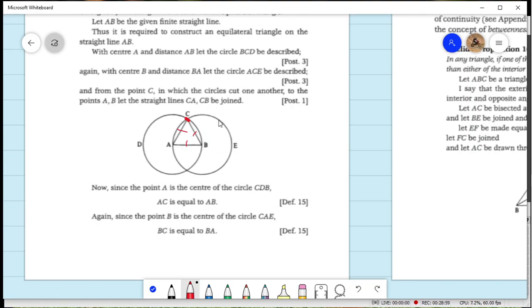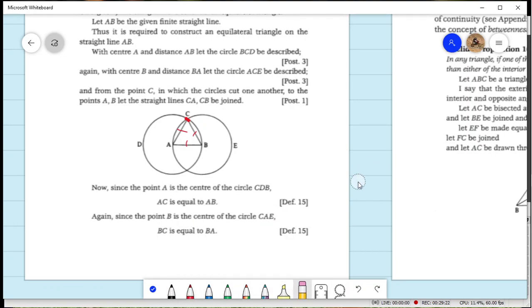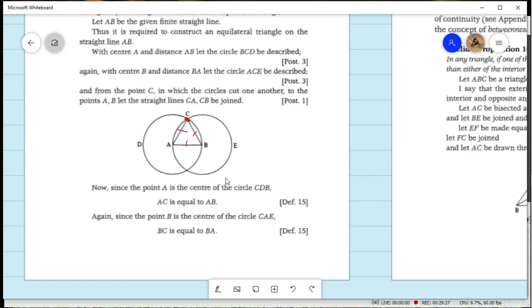So this can only be assumed if the circle is indeed continuous, which was not explicitly stated as a postulate or as an earlier proposition or an axiom. Okay, so that is the flaw in the proof of the first proposition of Euclid. Again, it was assumed that the circle is continuous with no gaps on it.